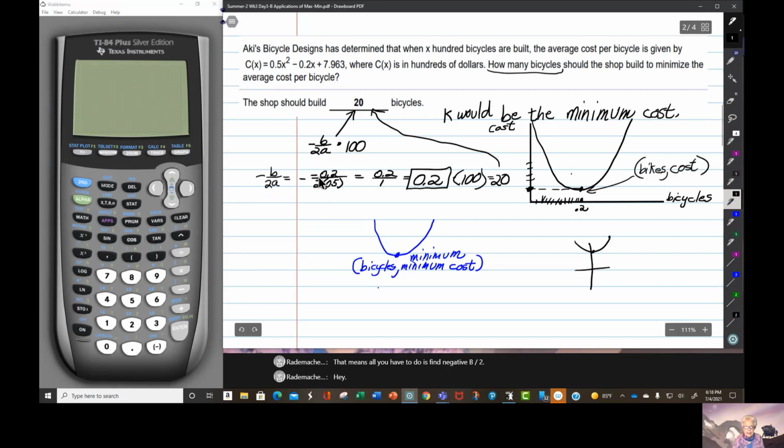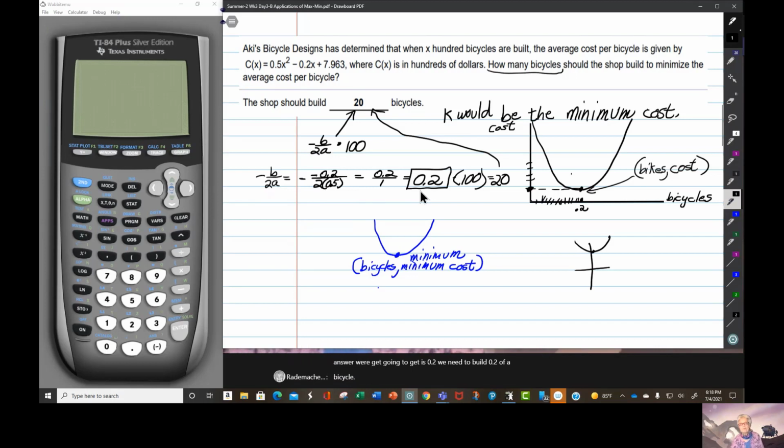B is negative 0.2, so negative 0.2 over 2 times 0.5. Well, 2 times 0.5 is 1, and negative is positive. So the answer we're going to get is 0.2. We need to build 0.2 of a bicycle.